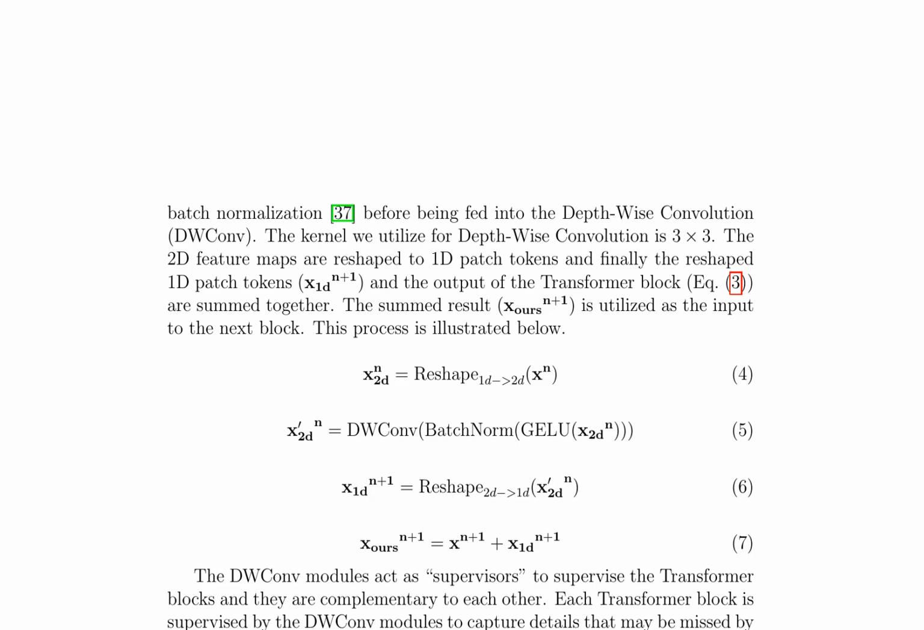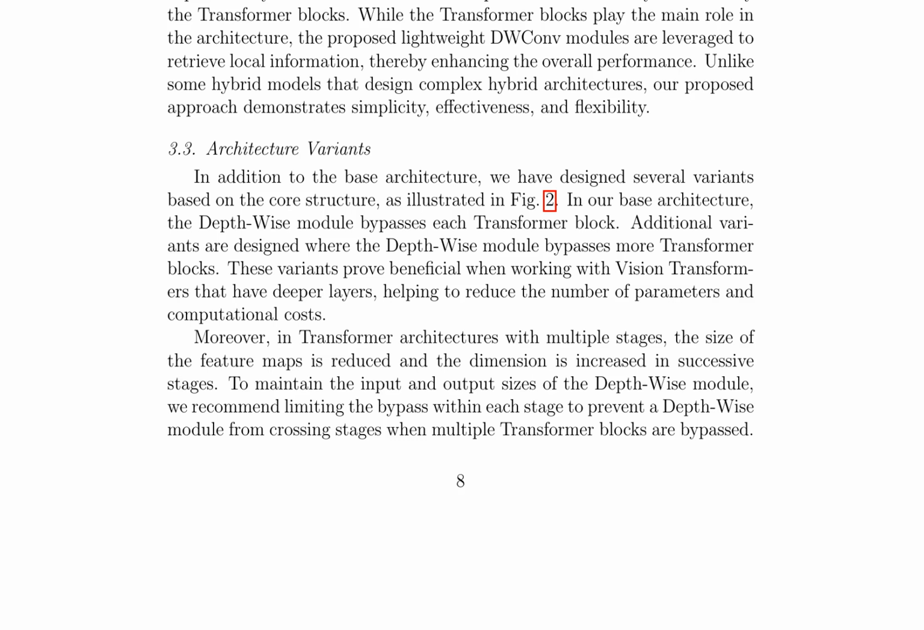The architecture variants are designed by modifying the base structure, where the depth-wise module bypasses more transformer blocks. These variants are beneficial when working with vision transformers that have deeper layers, helping to reduce the number of parameters and computational costs. However, to maintain the input and output sizes of the depth-wise module, it is recommended to limit the bypass within each stage to prevent a depth-wise module from crossing stages when multiple transformer blocks are bypassed.